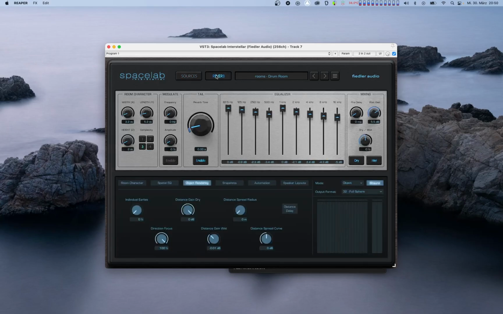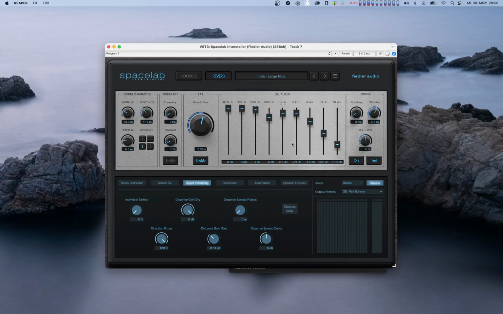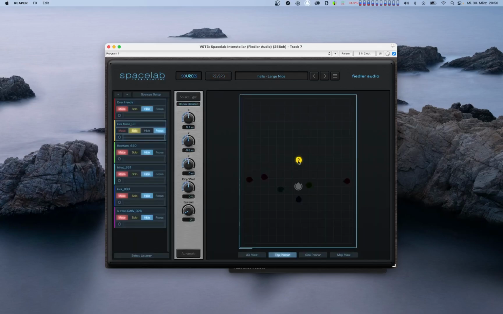Distance gain dry simulates the real-life decrease of volume of an object depending on its distance to the listener. The decreasing of an object's volume starts at 1 meter, and each doubling of the distance reduces the volume by the value shown under the knob. For example, if distance gain dry is set to negative 6 dB, the object's volume is reduced by 6 dB at 2 meters, 12 dB at 4 meters, 18 dB at 8 meters, and so on.